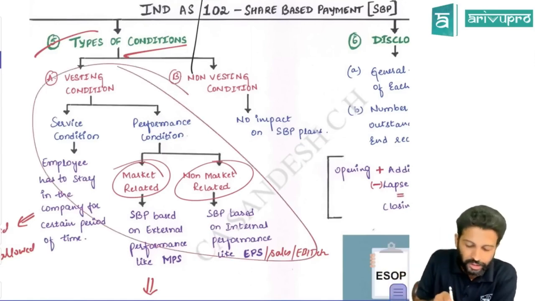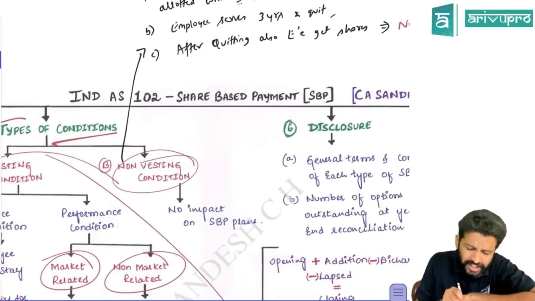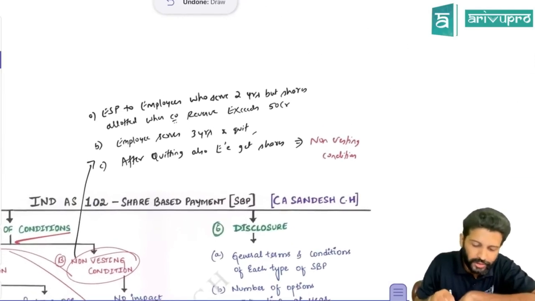Next is your non-vesting conditions. Non-vesting conditions means, let's look at a small example. Actually, this has no impact on your SBP plan. This is just for theory, if at all they ask. So let's look at this example.